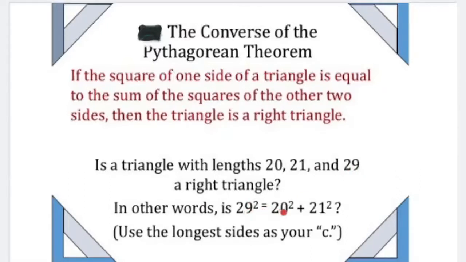29 square equal to 20 square plus 21 square. If this statement is true, that means square of 29 equal to square of 20 plus square of 21, then this triangle is a right triangle. If it is not true, that means 29 square is not equal to 20 square plus 21 square, then this triangle is not a right angle triangle.